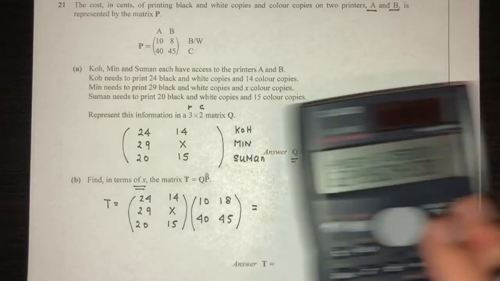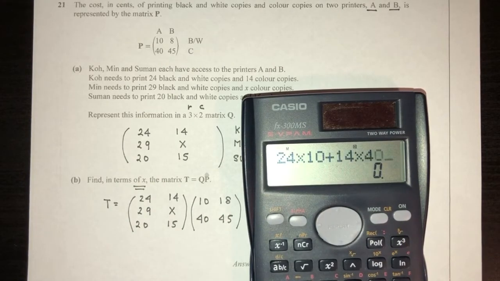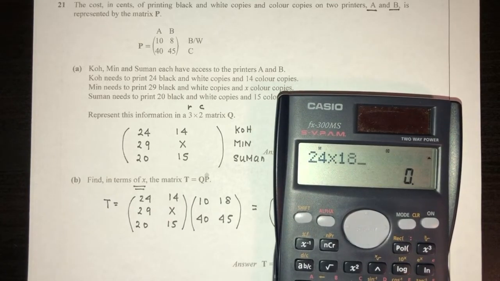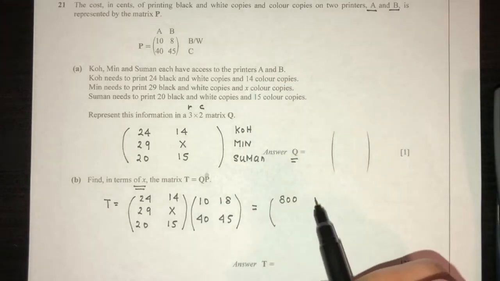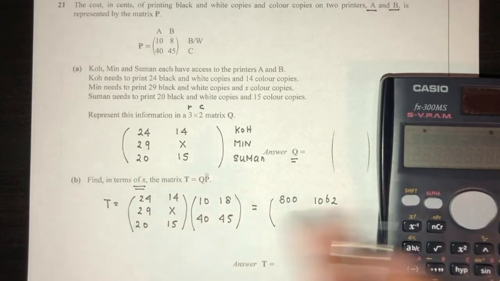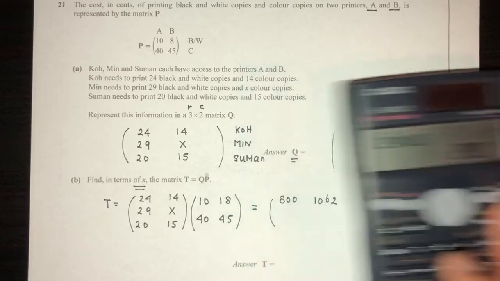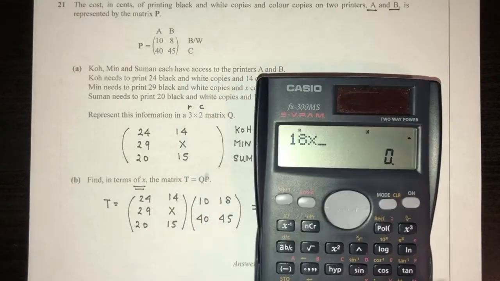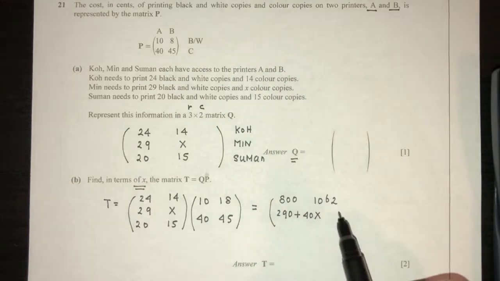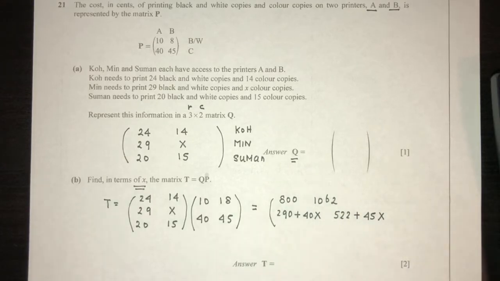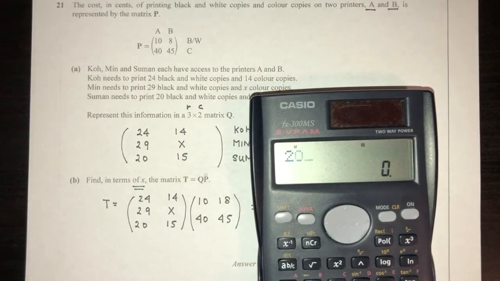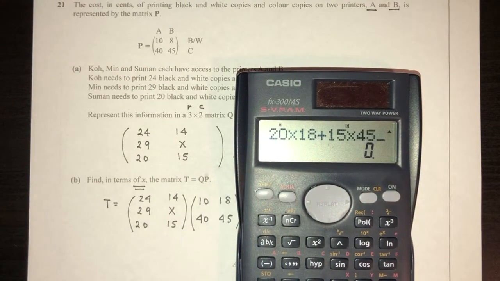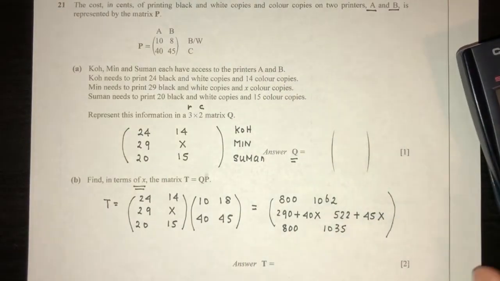So this times this plus this times this, 24 times 10 plus 14 times 40, that will be 800. Now for this value, you will have 24 times 18 plus 14 times 45. That will be 1062. And this one, rows by column, 29 times 10, that will be 290 plus 40x. And then this one will be 29 times 18, that will be 522 plus 45x. And then this one, 20 times 10 plus 15 times 40, that will be 800. Then you have 20 times 18 plus 15 times 45, that will be 1035. This will be your answer for the value of T.